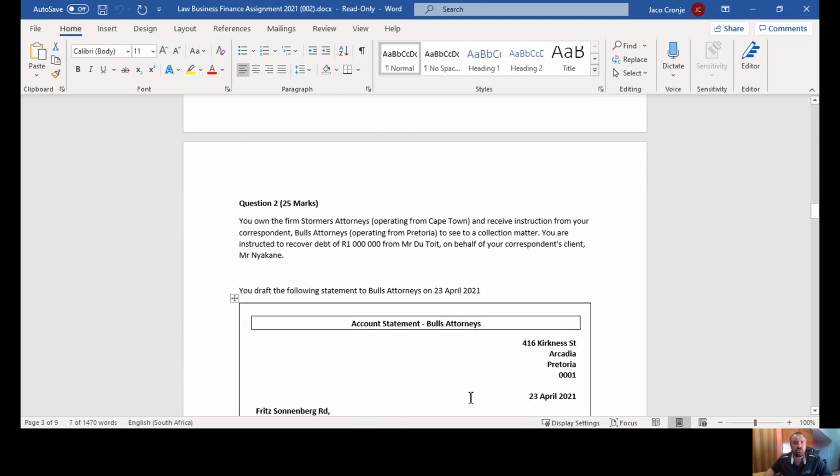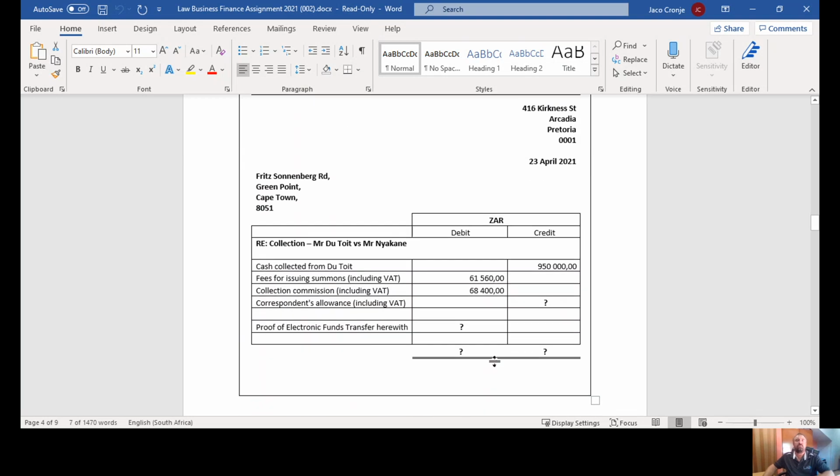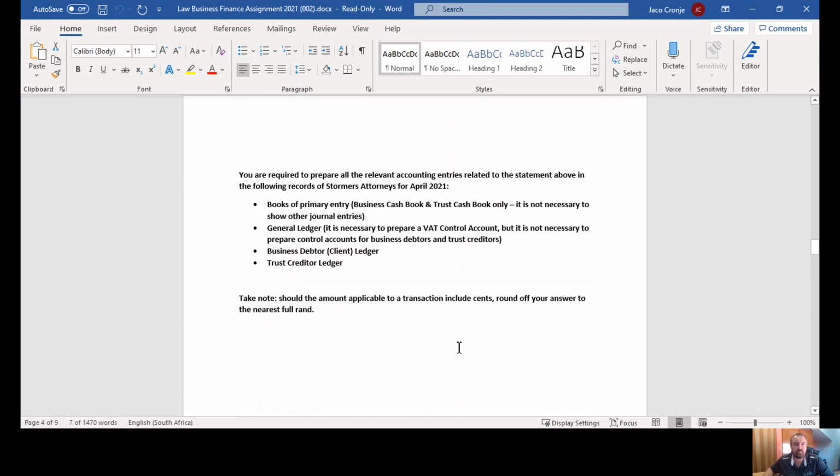Okay, let's move on to question 2. So let's first go and again read the required. If we page down, it says you are required to prepare all the relevant accounting entries related to the statements above in the following records. Okay, so we need our books of prime entry, a business cash book and a trust cash book. Our general ledger, they say it is necessary to prepare a VAT control account, but it's not necessary to prepare control accounts for debtors and creditors.